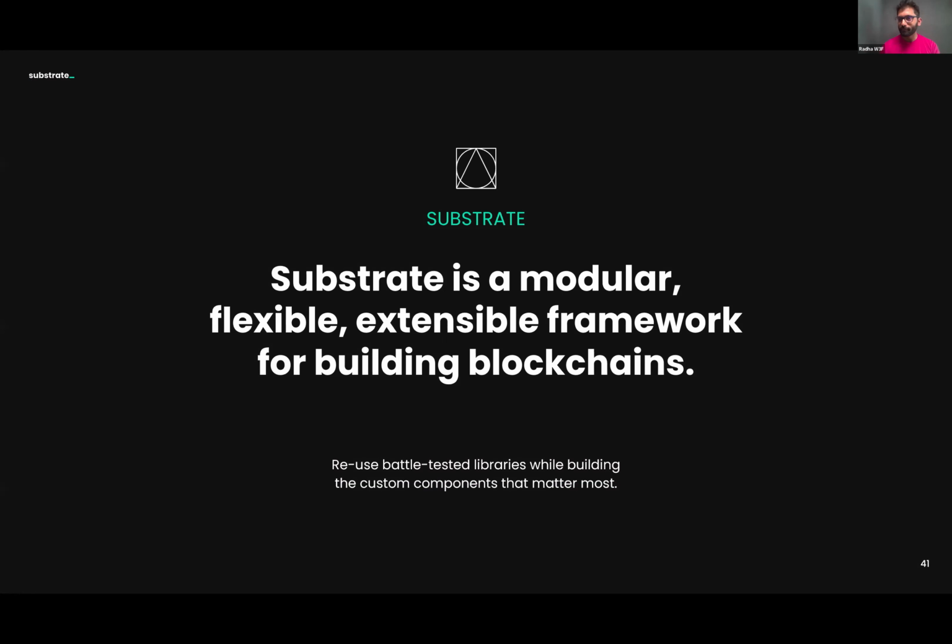Perfect. So I have the rest of the time. So this part, like I mentioned, Sacha from Parity is going to go in depth. I'll give you a high-level overview of what Substrate is and why you should be interested in building on Substrate. So it's a modular, flexible, and extensible framework. Three different terms, but they're very related.